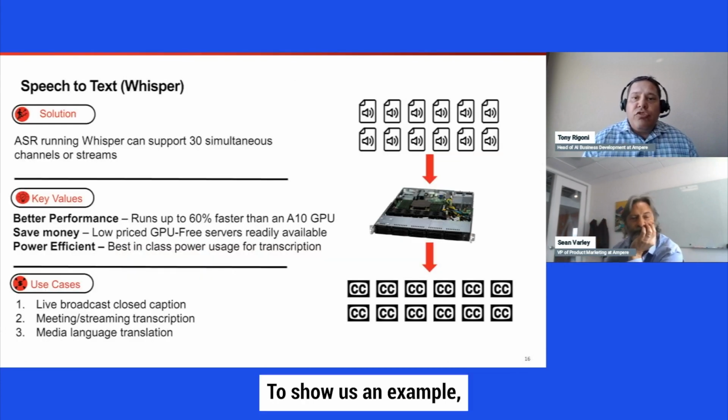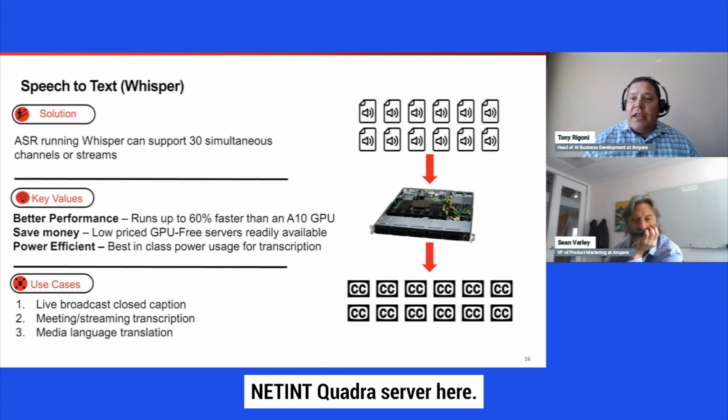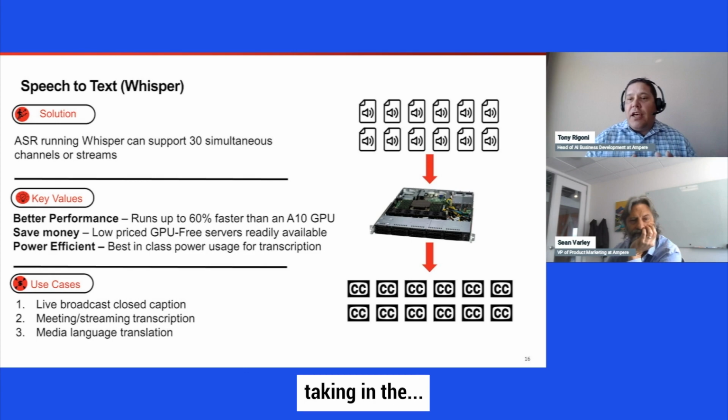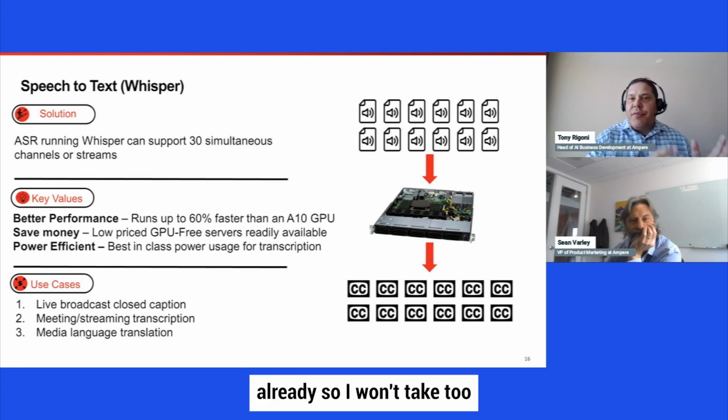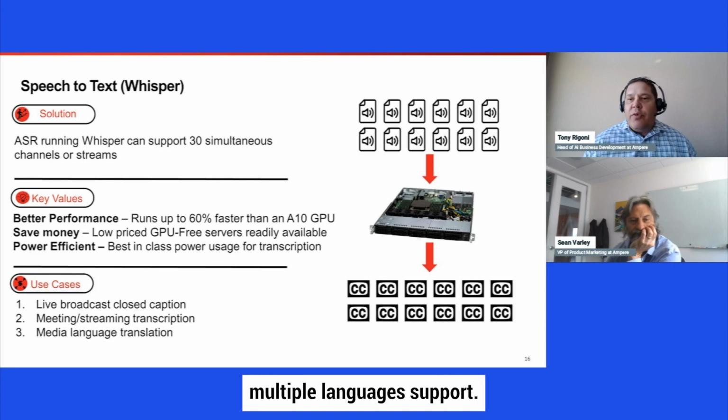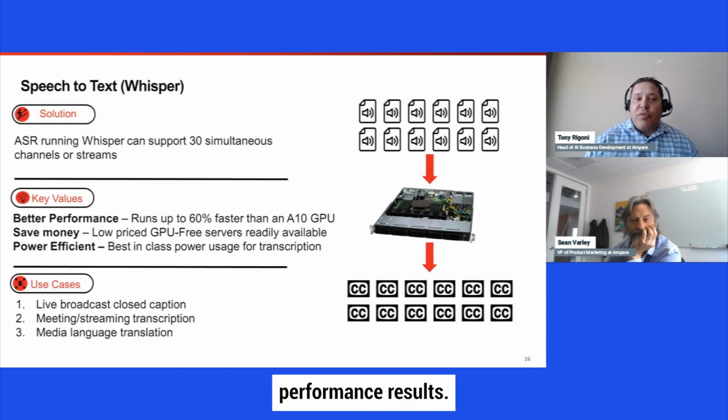To show an example, this is basically the NetInt Quadra server here. They demoed it earlier, but we are able to support up to almost 30 channels of simultaneous streams, taking in the audio and actually having the closed caption output. This could be multiple streams. This could even support multiple languages. We can configure it many different ways. But the key is we are doing this AI directly on CPU and having high performance results.